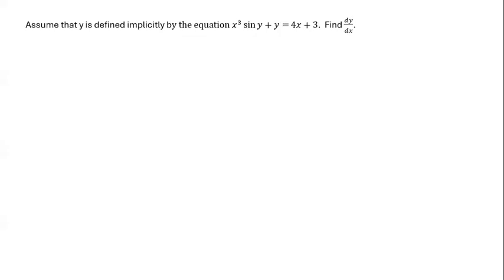So on this question, we're going to work with the equation x cubed times sine of y plus y equals 4x plus 3, and we want to find dy/dx. We're going to use implicit differentiation for this one.